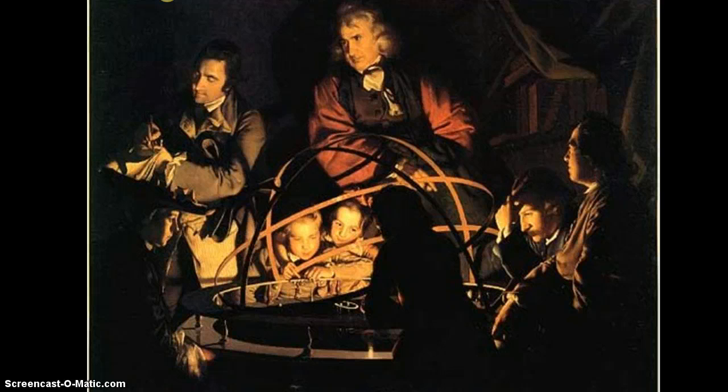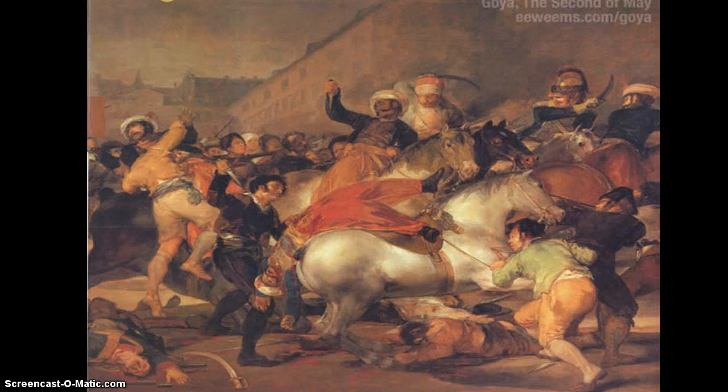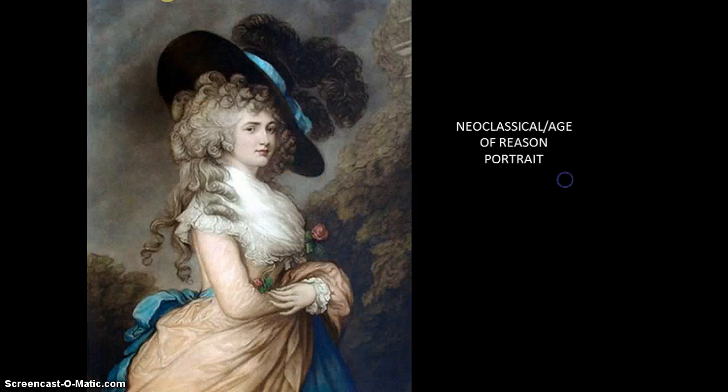Here's another example of an Enlightenment painting where it's all about science and everything is very ordered. But then we get to the Romantic period, and notice this painting. There's movement and colors are not as ordered, they're blending together, there's violence, and this is where the Romantics show what's really going on in the world versus everything is wonderful and fine and dandy.